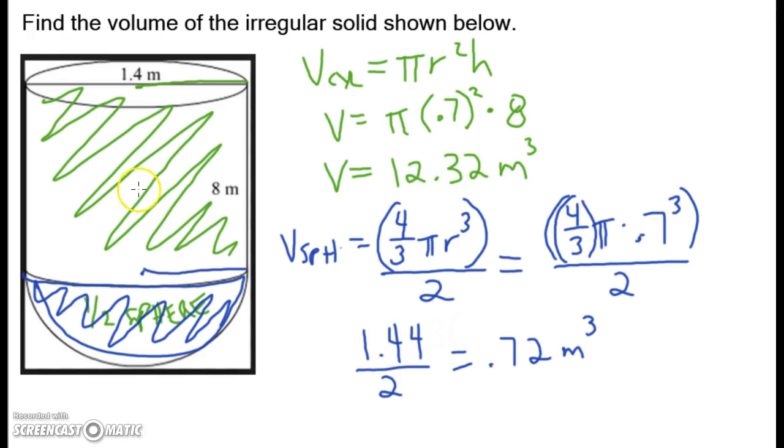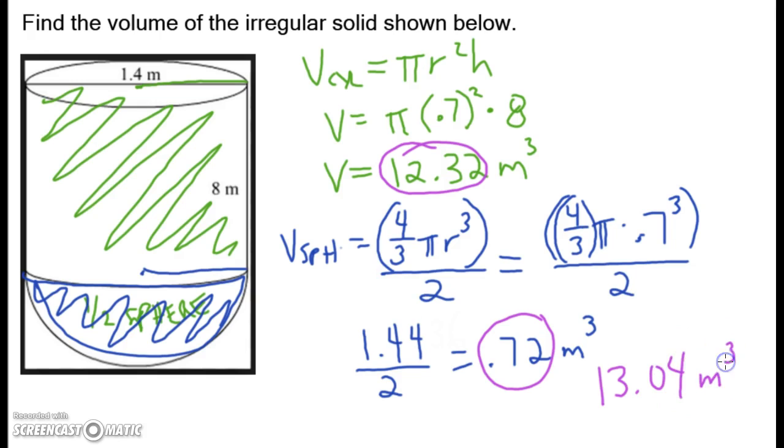And this is the volume of the cylinder. The question is asking me to find the volume of the whole thing. So to do that, I need to add these two pieces together. So 12.32 plus 0.72, I get 13.04 meters cubed would be the volume of the entire figure.